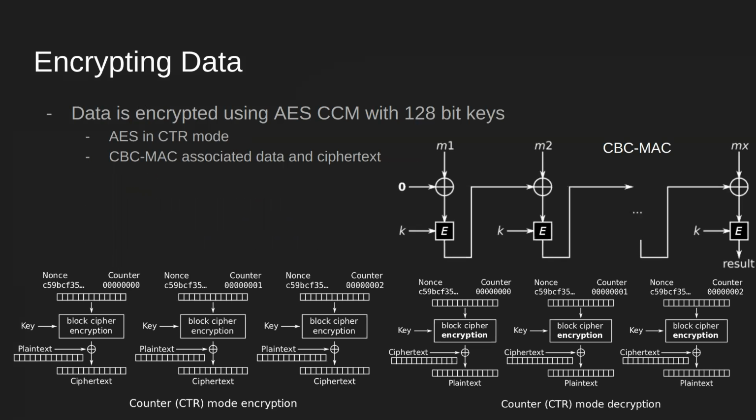Okay, so there's a lot of diagrams on here, but basically, WPA2 encrypts data using 128-bit AES, and it's running in CCM mode.